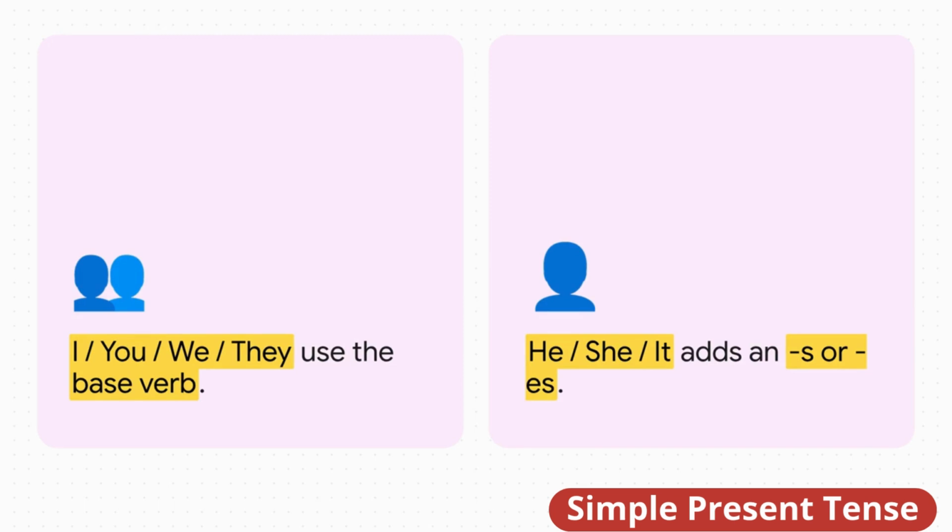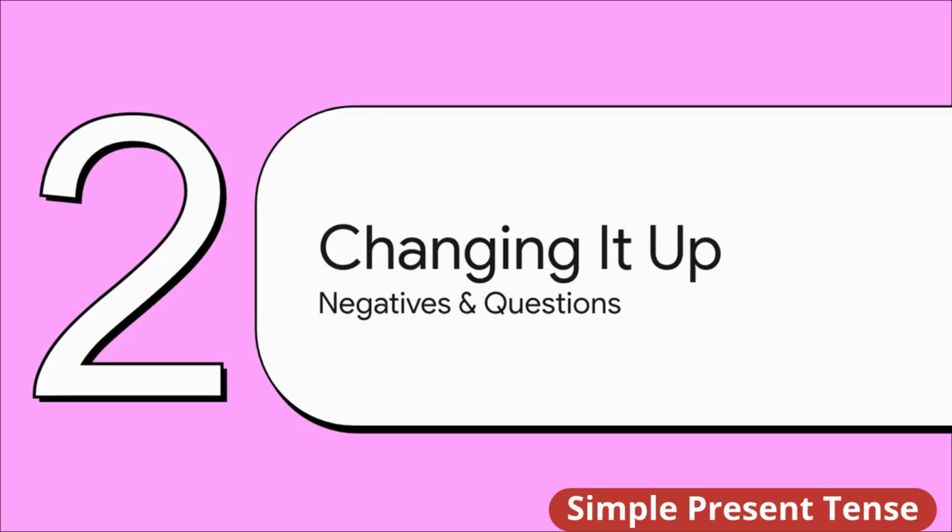So I play, but he plays. We live, but she lives. The takeaway here, if you're talking about just one other person or thing, that verb gets an S. Simple as that. Awesome. You've totally nailed the positive sentence. Now that you've got that down, let's switch gears and see how we can use this to make negative sentences and ask questions.